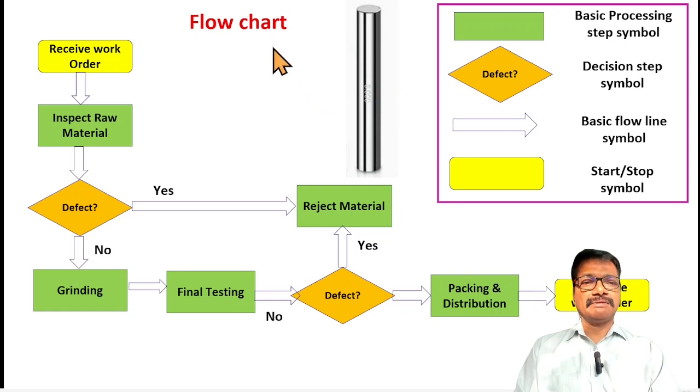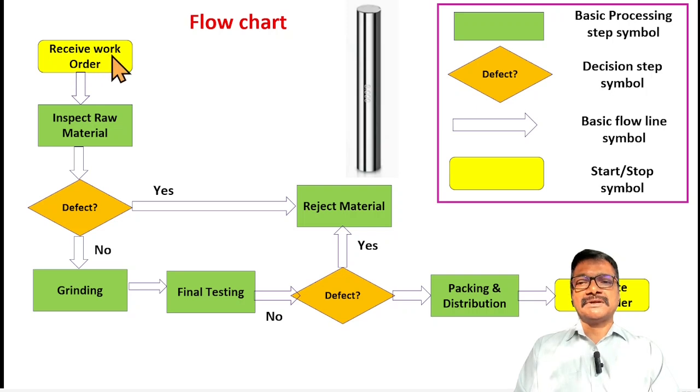So a flowchart will be prepared. Basic symbols will be like this. This is a processing symbol. Then this is a decision step, for example, whether it is a defect, whether it is okay or not okay, that kind of decision symbol will be there. Then the basic arrow line symbol, then start and stop symbols will be there like this.